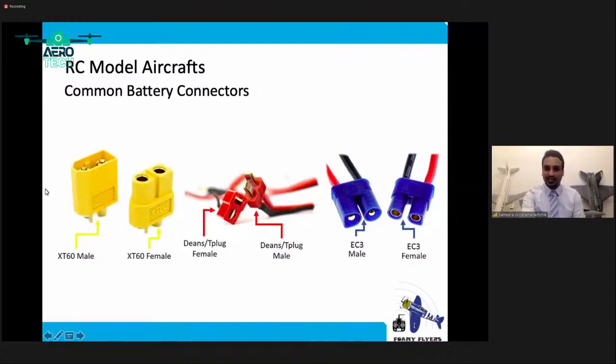And these EC3 connectors are not that common, but they are also there. I had some.